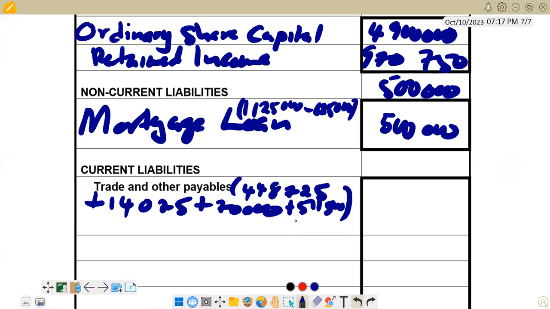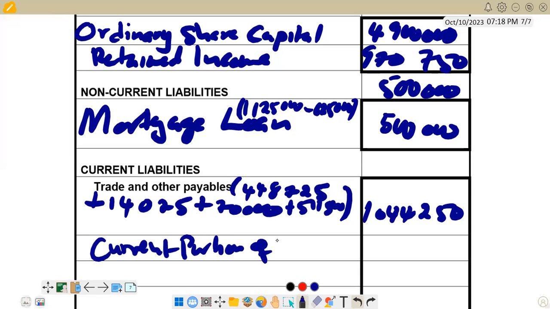Then we are supposed to add there. When we add those, that is trade and other payables, we are supposed to get 1,044,250. Right. So that's what we have. And the next item that we have is current portion of loan. Remember that current portion that was transferred from mortgage, this one 625,000. It's supposed to come here as current portion of loan.